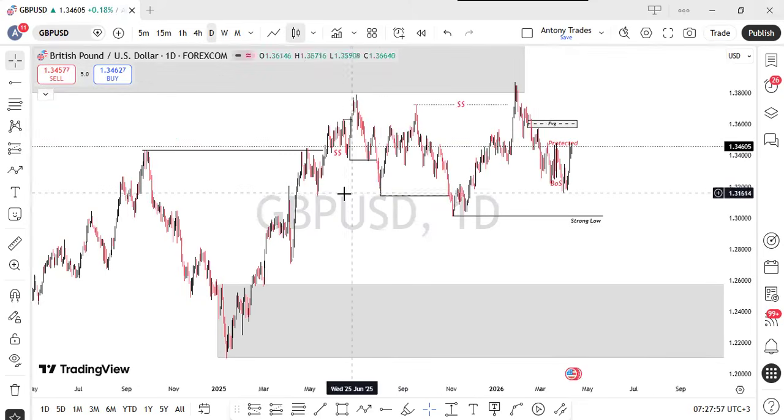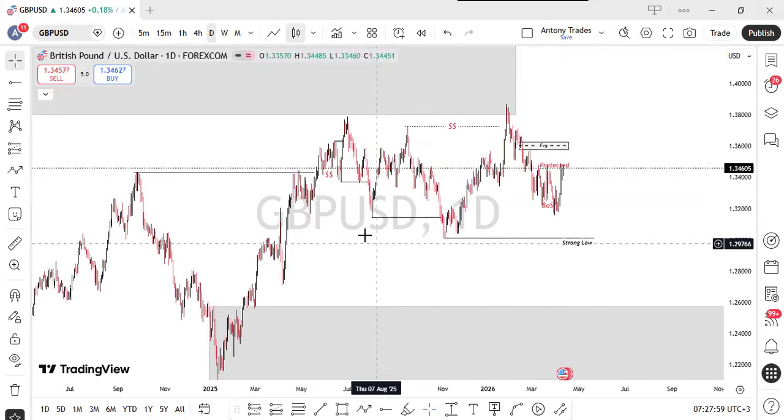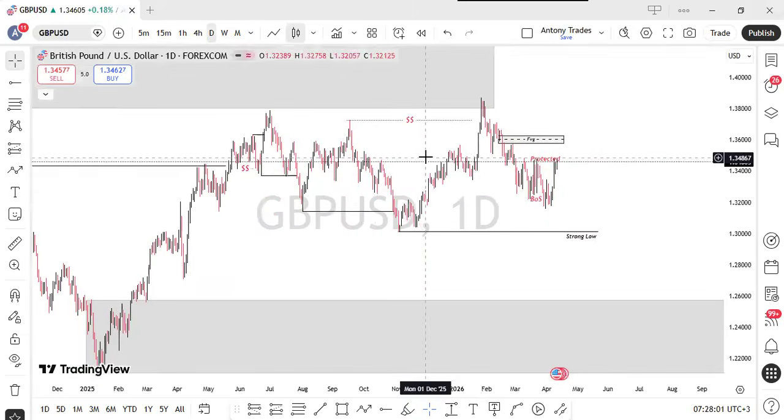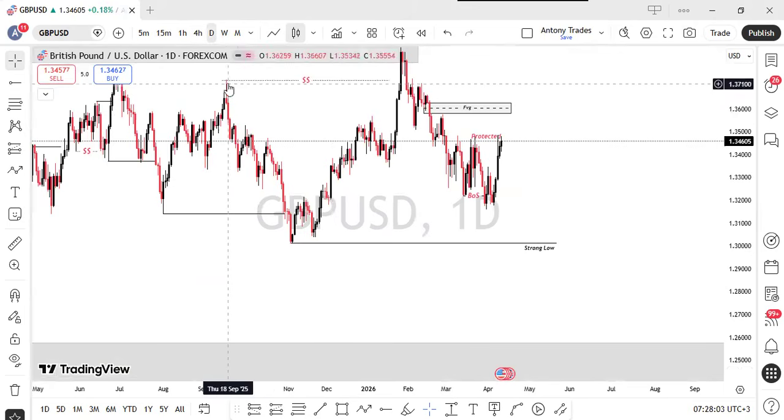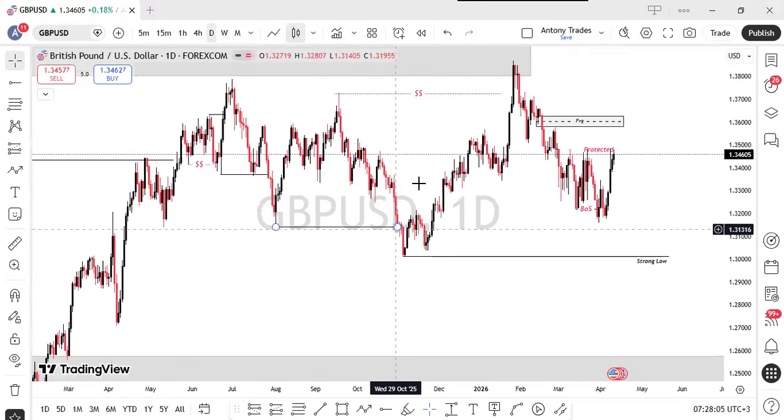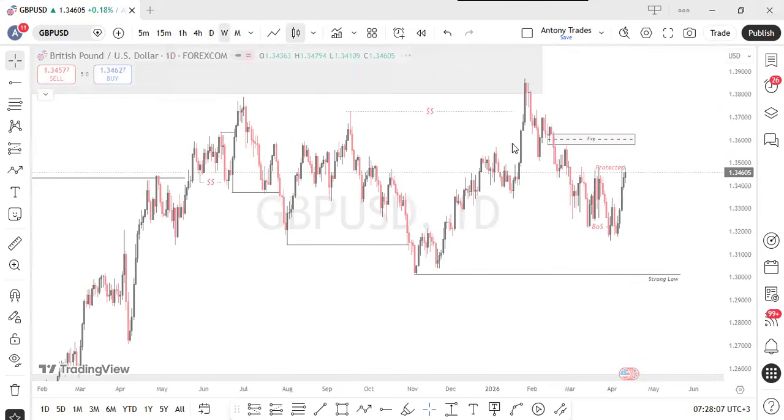We had this break of structure here to the downside. I know someone might be asking, why is it that you didn't mark this one as a change of character after this break of structure? Let me answer your question on weekly.